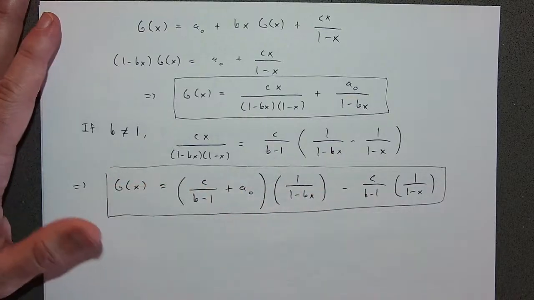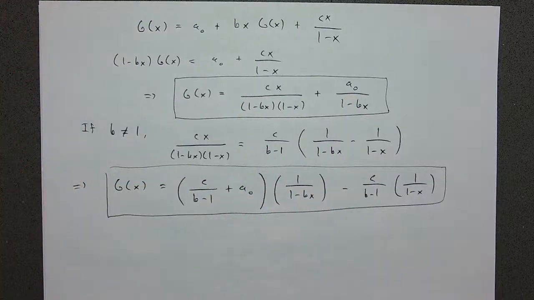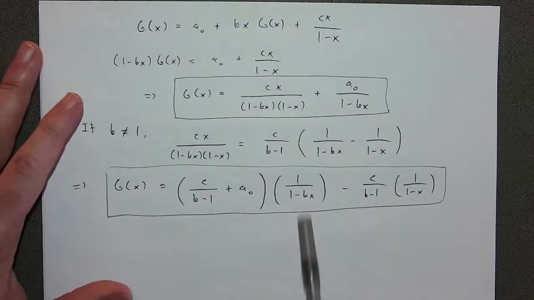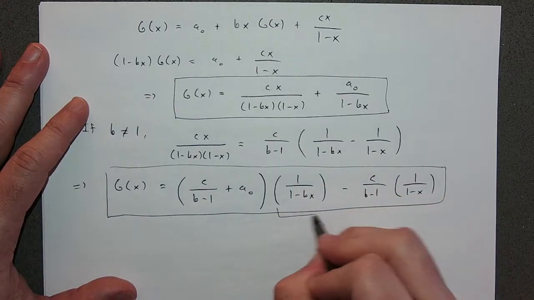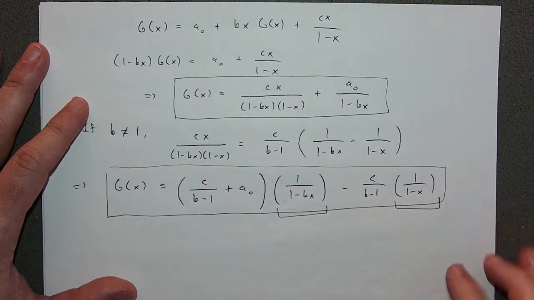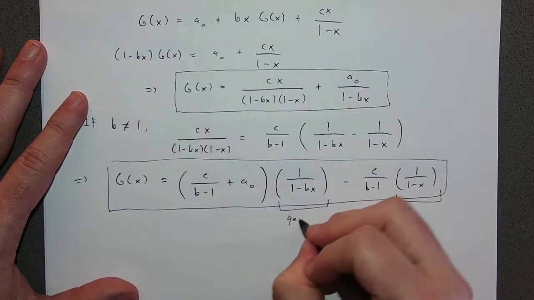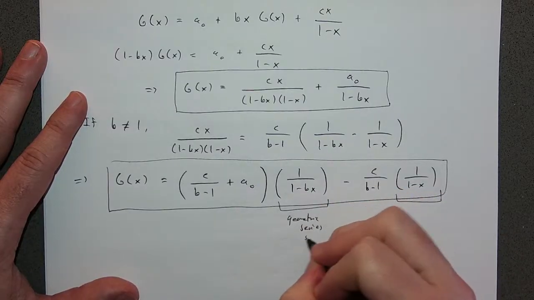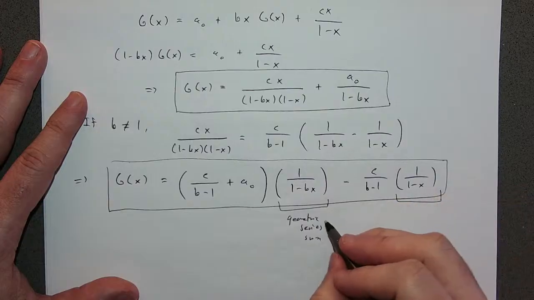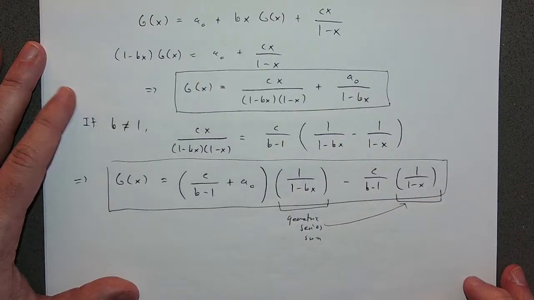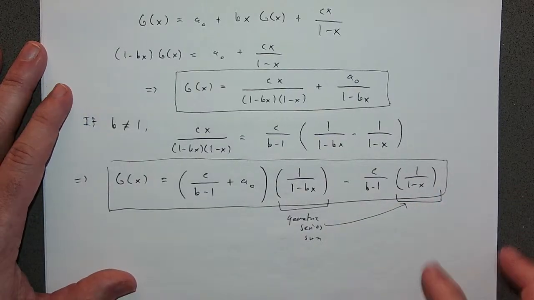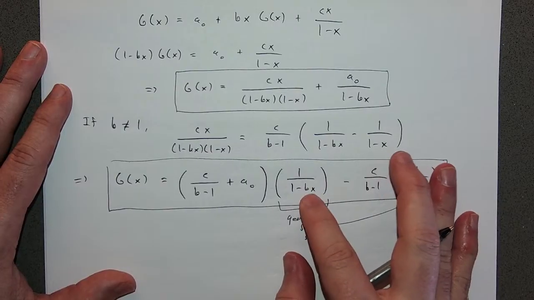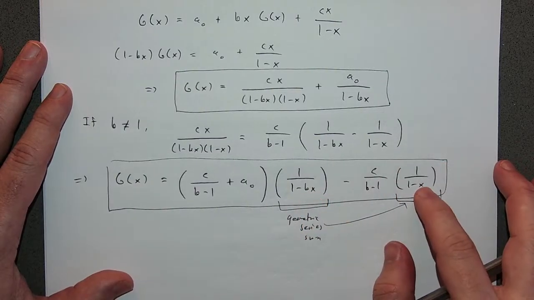So that's from distributing here, putting this in my formula for g. How does this help me? Well, actually, these are the right-hand side for geometric series. This is the geometric series sum. Both of these are. This one, the thing is bx. This one, the thing is just x.